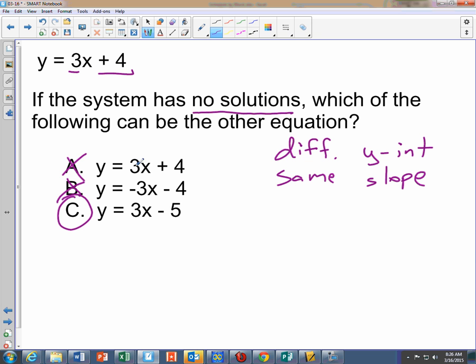What kind of answer would this one have? This one would be none, right? What would this one have? Infinitely many solutions. What kind of answer would this one have? 1.